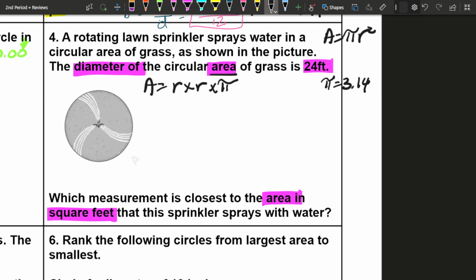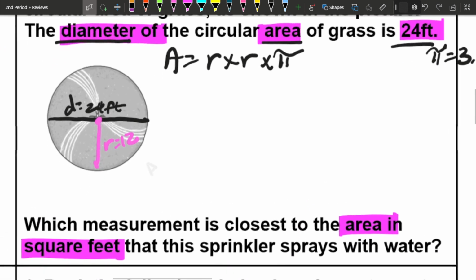3.14. Very good. So in this case, if I look at the formula, what does the r represent? Radius or diameter? Radius. However, what did they give me here? They gave me this distance right here, 24 feet. However, this is the diameter. I don't do diameter with area. I need the radius. So my radius is going to be from here to the edge. Very good. So my radius is going to be half of the diameter. So radius is 12.